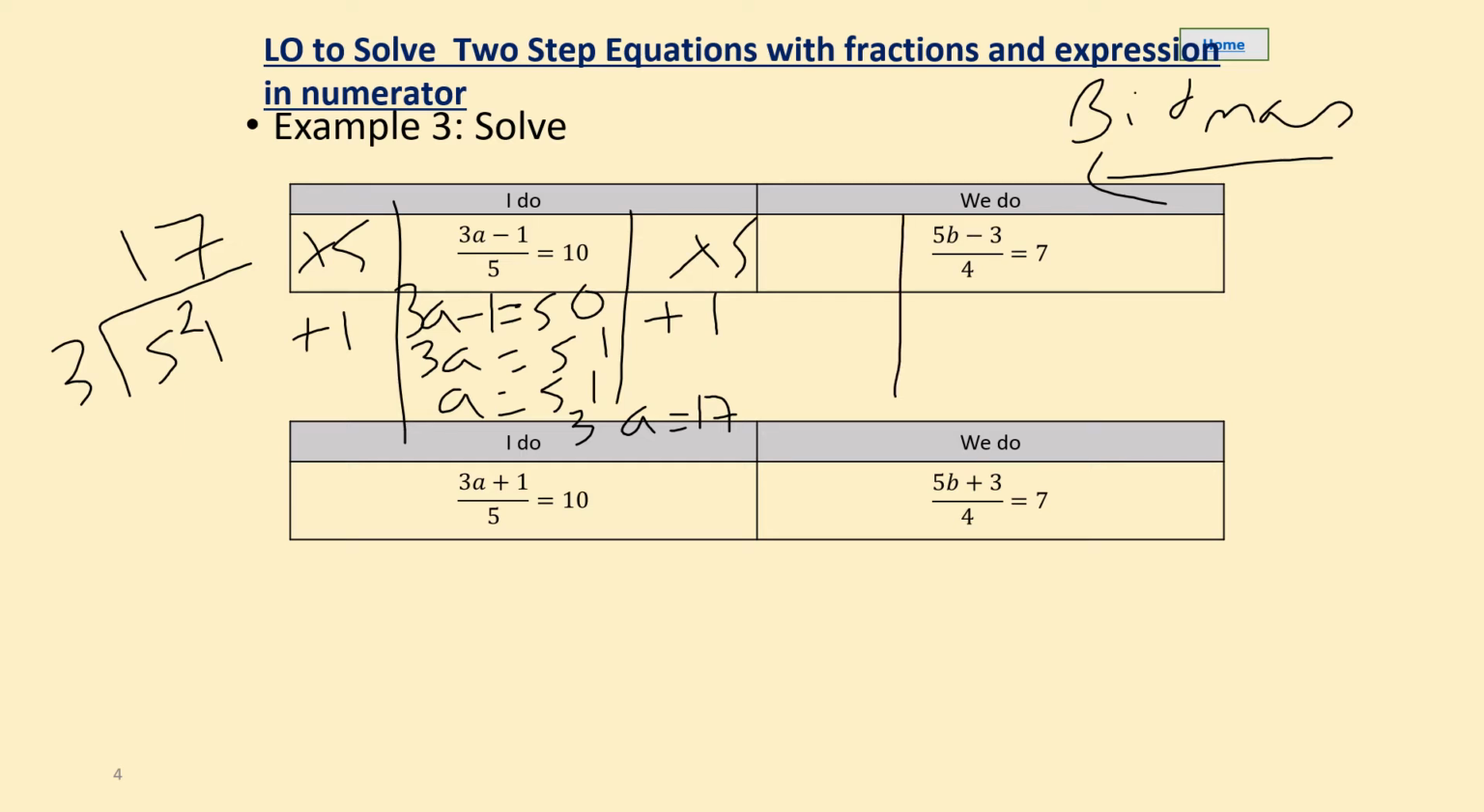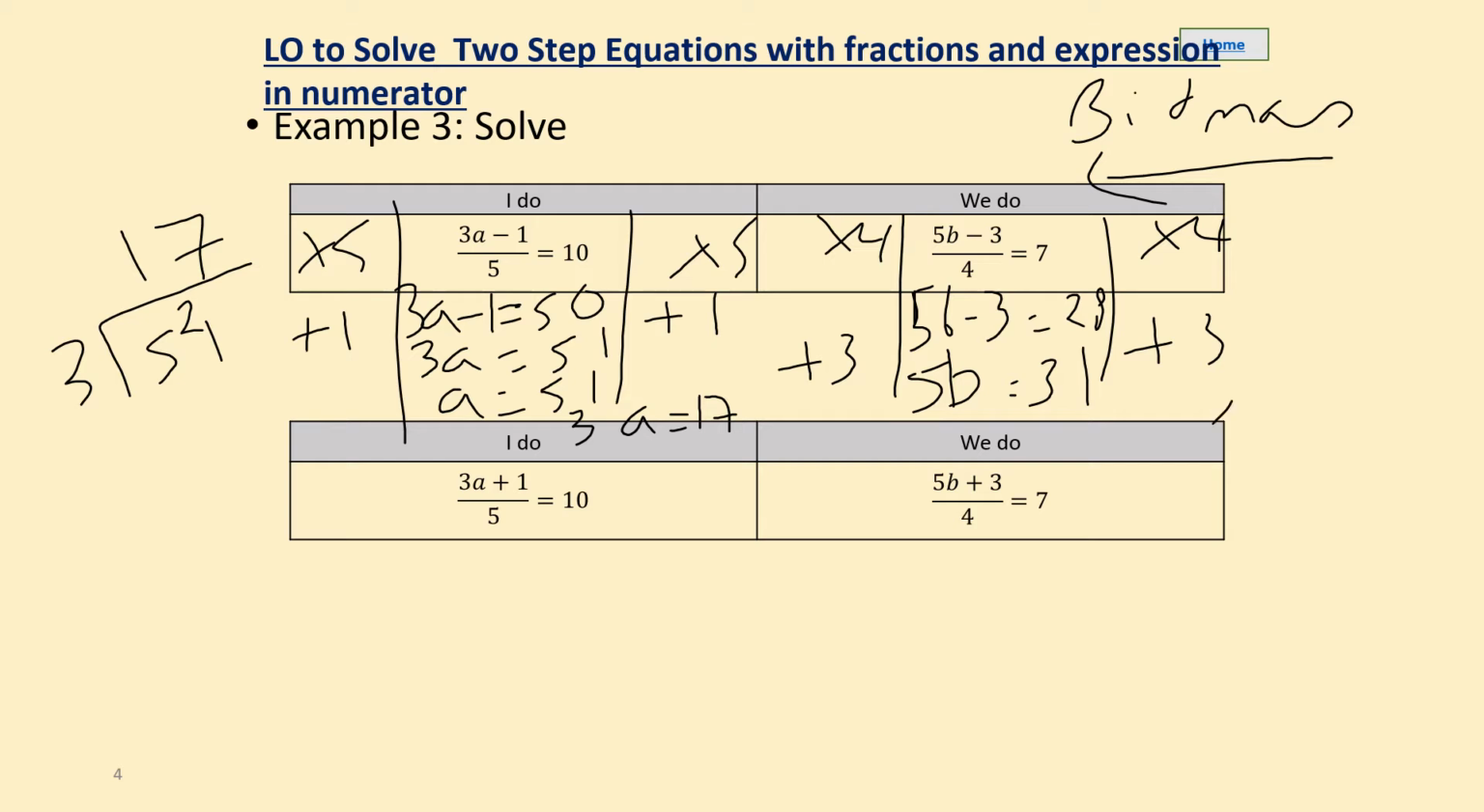What do I do first? Yep, multiply by 4 on both sides. So 5b minus 3 equals 28. And then what? Yeah, add 3. So 5b equals 28 add 3, which is 31. And b, to get it by itself, we don't want 5 lots of b, we want 1 lot of b. So b equals 31 divided by 5, which you can't cancel down.